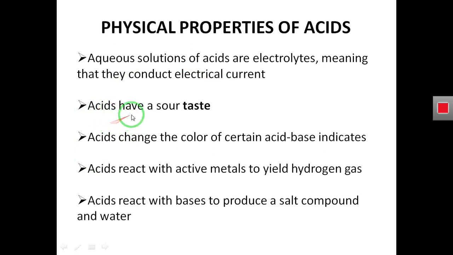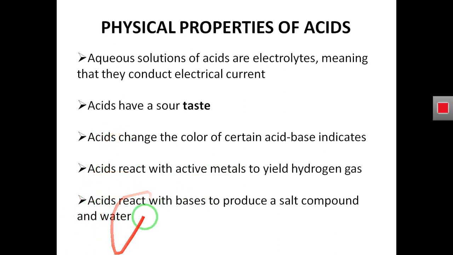Acids also have a sour taste, and acids change the color of certain indicators. When we use litmus paper and we use acid, what will happen? The litmus paper changes its color. So we differentiate between acid and base by this litmus indicator. This is a physical property of acid, meaning we physically see the change of the litmus paper.